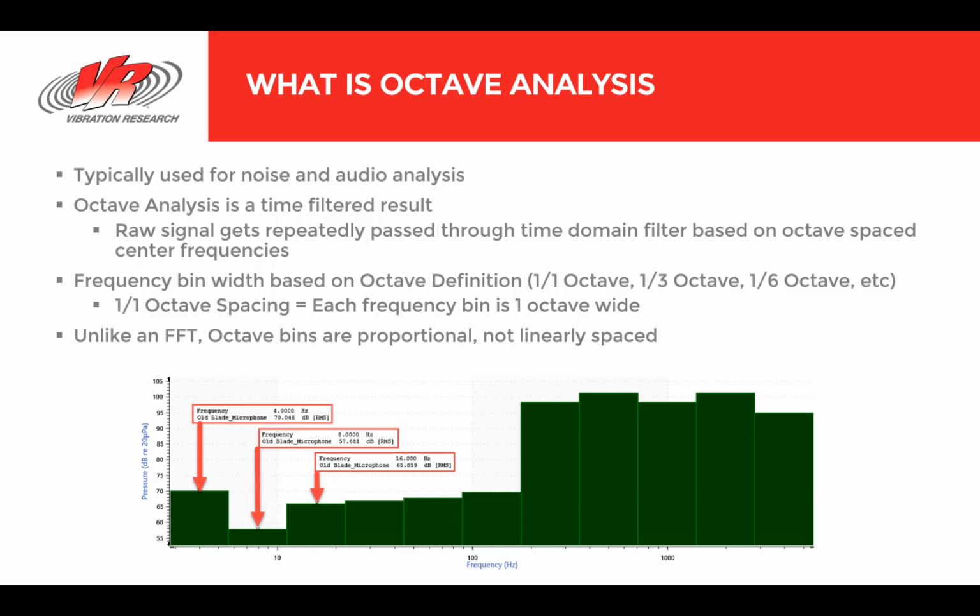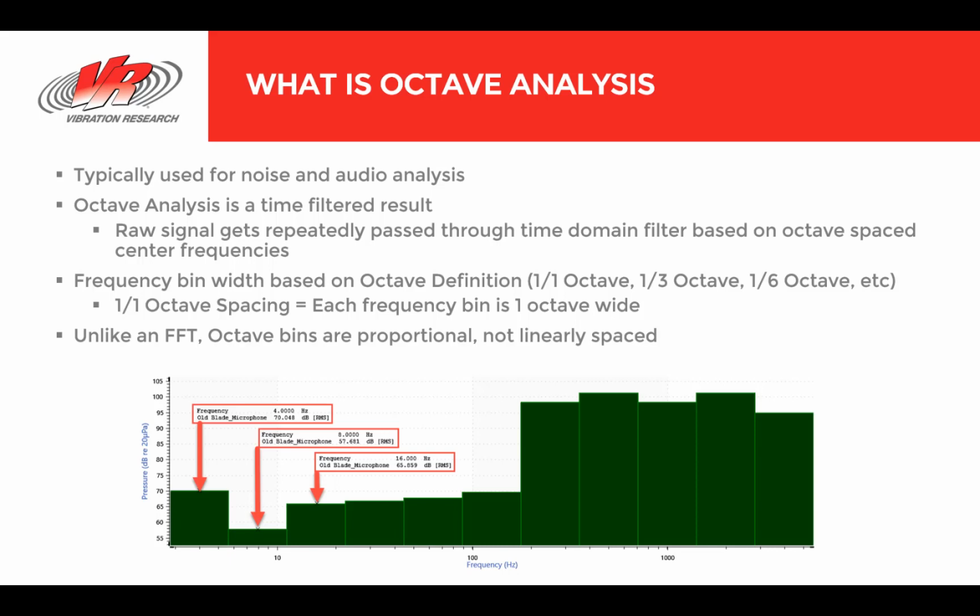Unlike the FFT, we see that these bins are not linearly spaced. An FFT has half hertz resolution or 1 hertz resolution, where all of the analysis lines are a fixed distance apart. In this case, our bins are octavely spaced. So 2 key differences from an FFT: the bins are not linearly spaced, the bins are proportional, and it is generated through time domain filters.